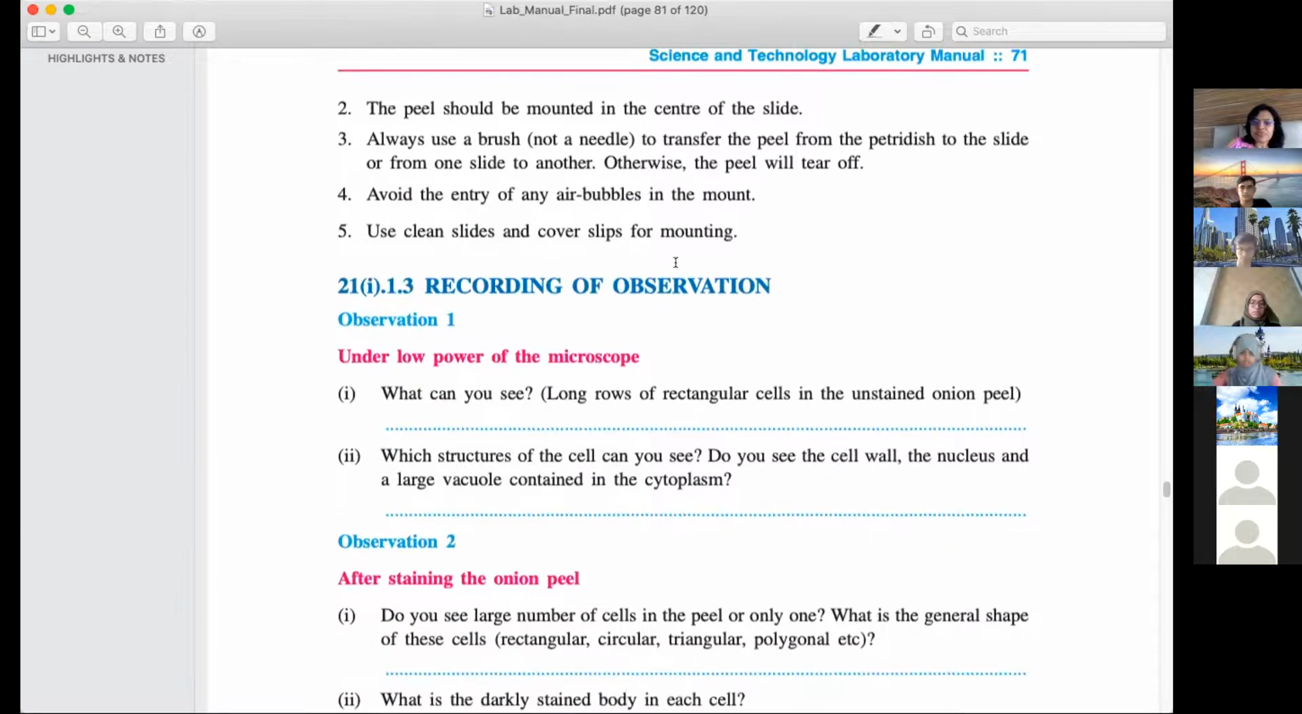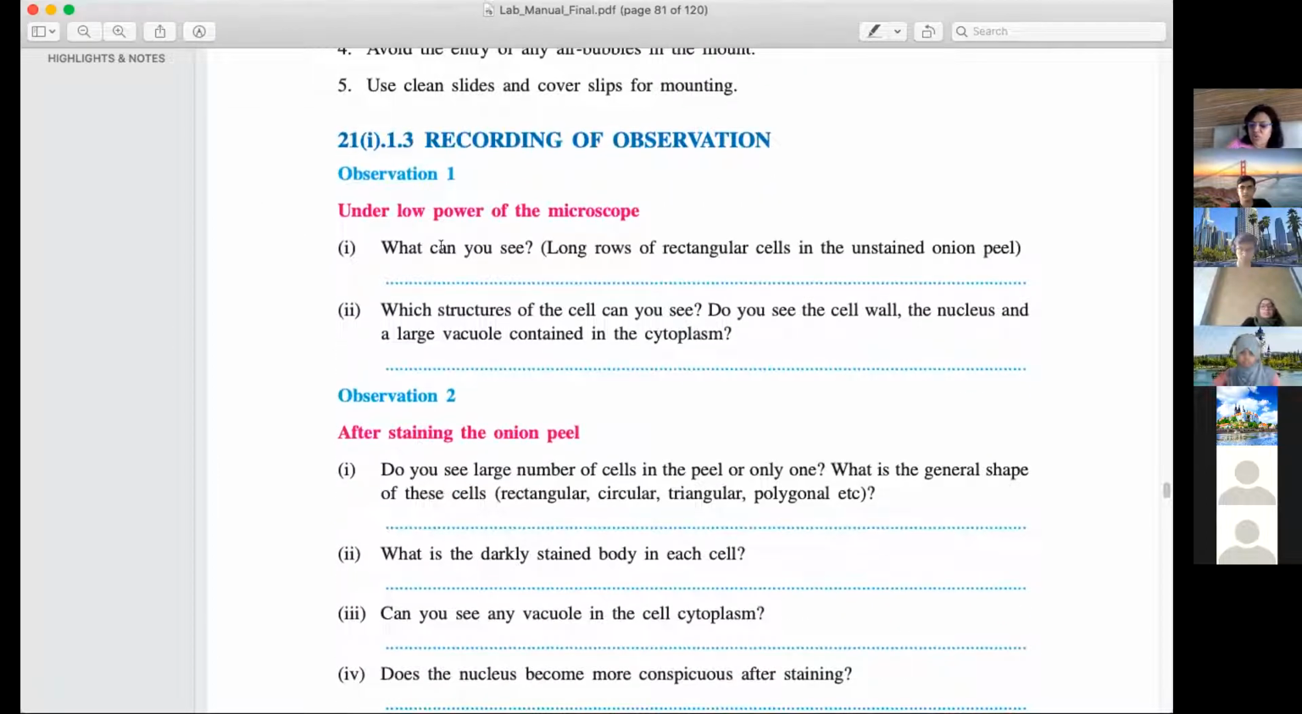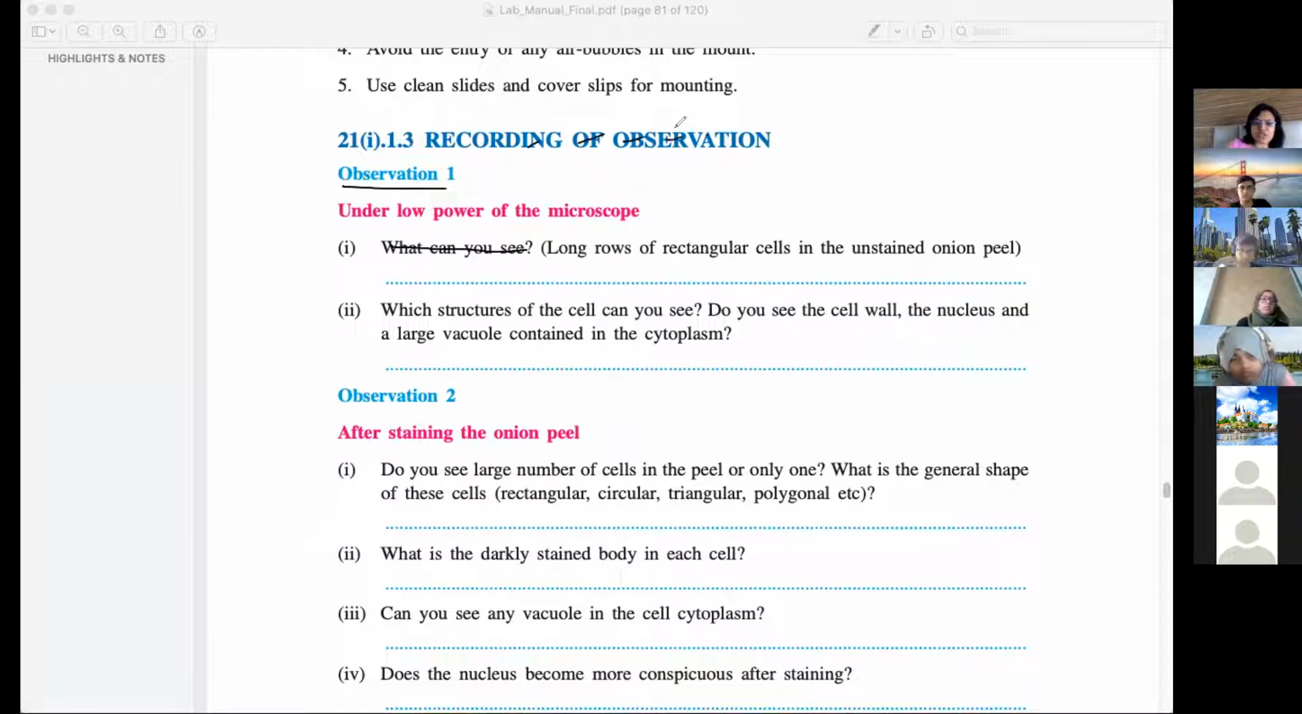Okay. In observation, don't write what can you see. Don't write this. Observation you will write. Don't write recording the observation. Only observation. What is observed? Long rows of rectangular cells are observed. Okay, you can write that.